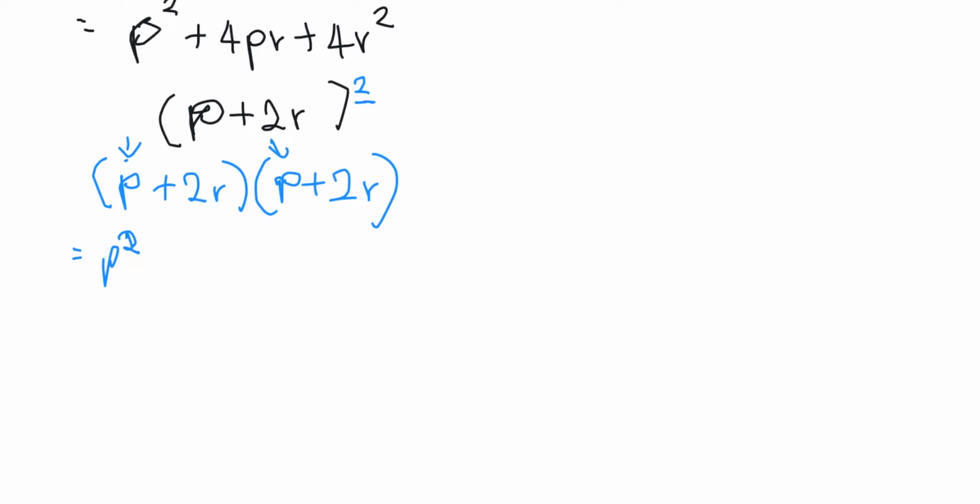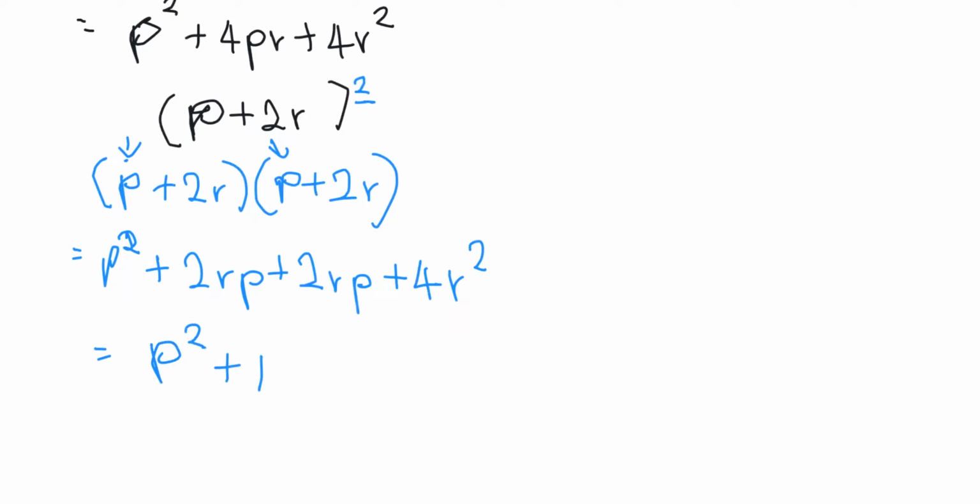Then this is going to give you what? Plus 2rp. Then the inner, right? This is going to be also what? Plus 2rp. Then the last one, the outer one, it's going to be 2 multiplied by 2. It's 4. R multiplied by r squared. Can you see that you are still getting p squared, right? Plus 4rp plus your 4r squared, right?